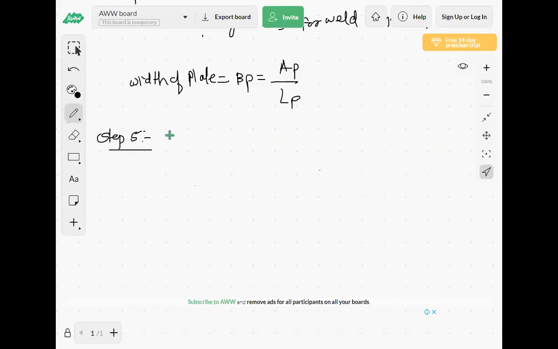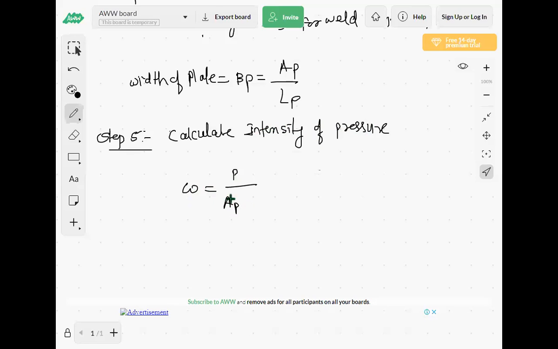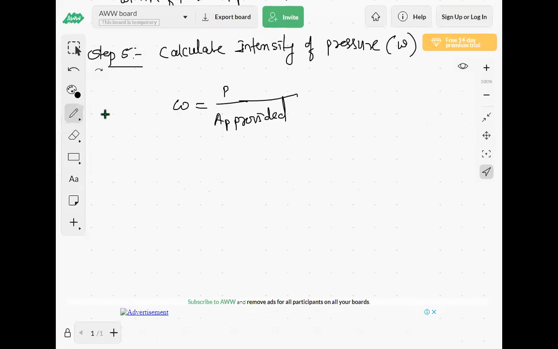So step number 5, please write down. Step number 5 is calculate intensity of pressure. So we are calculating intensity of pressure: P divided by AP provided, area of plate provided. Similar to design of slab base, this is the same formula for the calculation of intensity of pressure, that is W. And then now we can calculate the thickness of the plate.